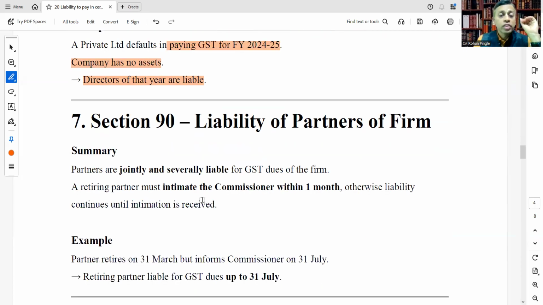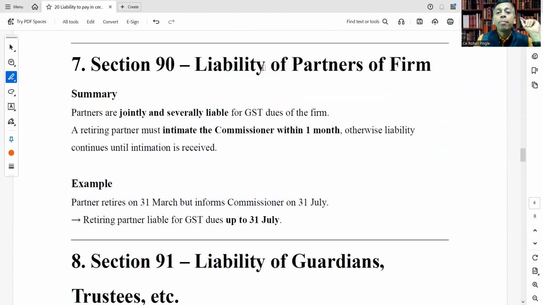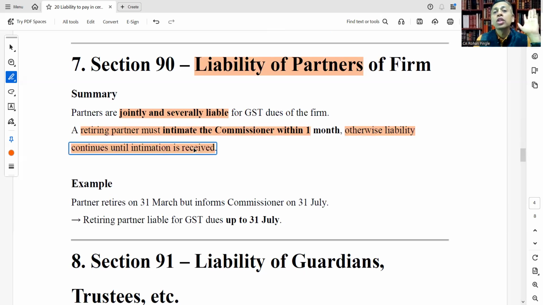Very, very important. Section 90, liability of partners of the firm. Partners are jointly and severally liable for GST dues of the firm. A retiring partner must intimate the commissioner within 1 month. Otherwise, liability continues until intimation is received. Please note down if you want. Partners are jointly and severally liable for GST dues of the firm. A retiring partner must intimate the commissioner within 1 month, otherwise liability continues until intimation is received.